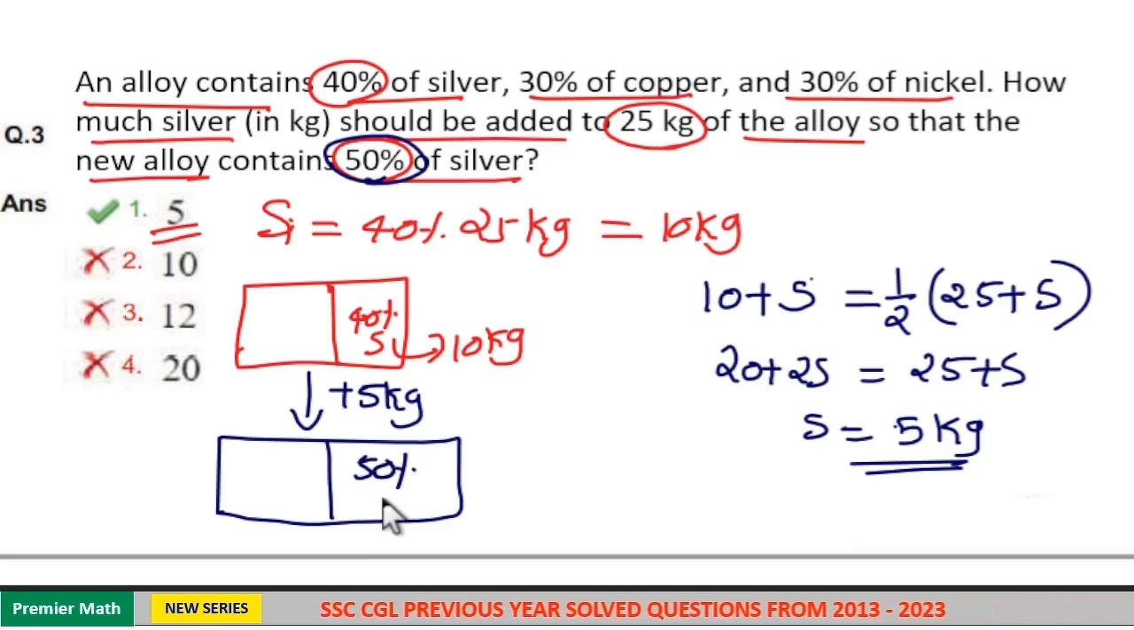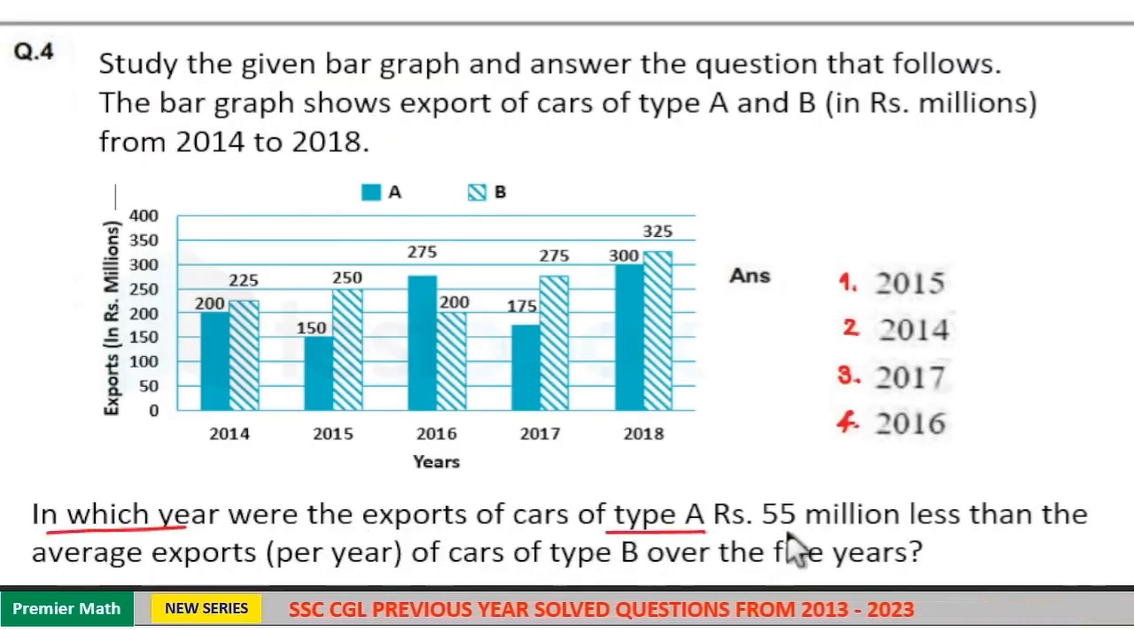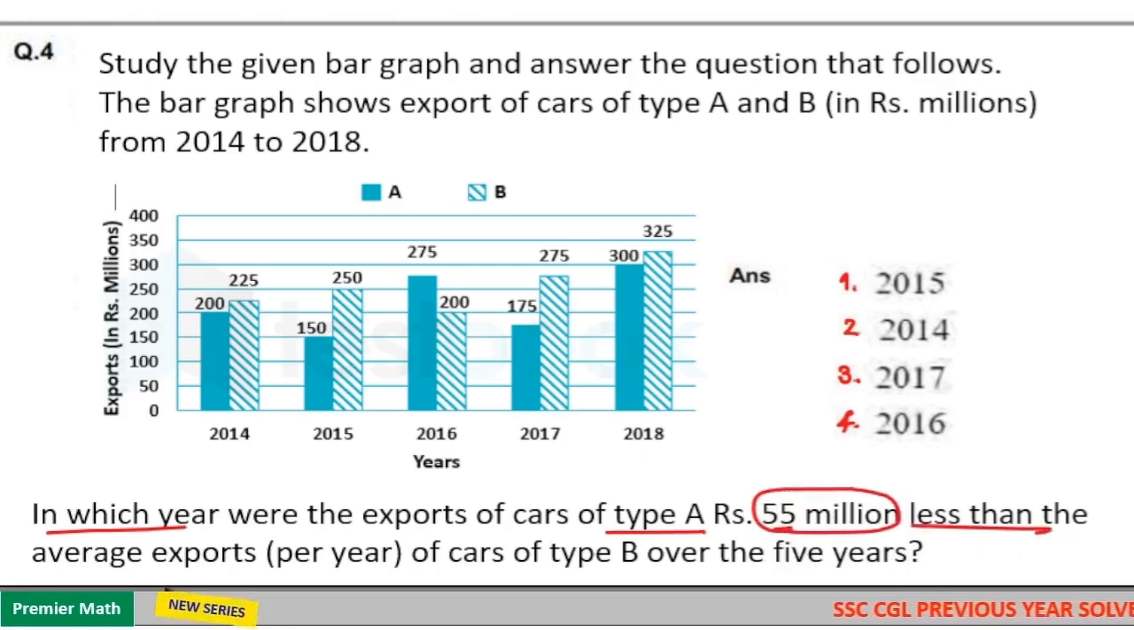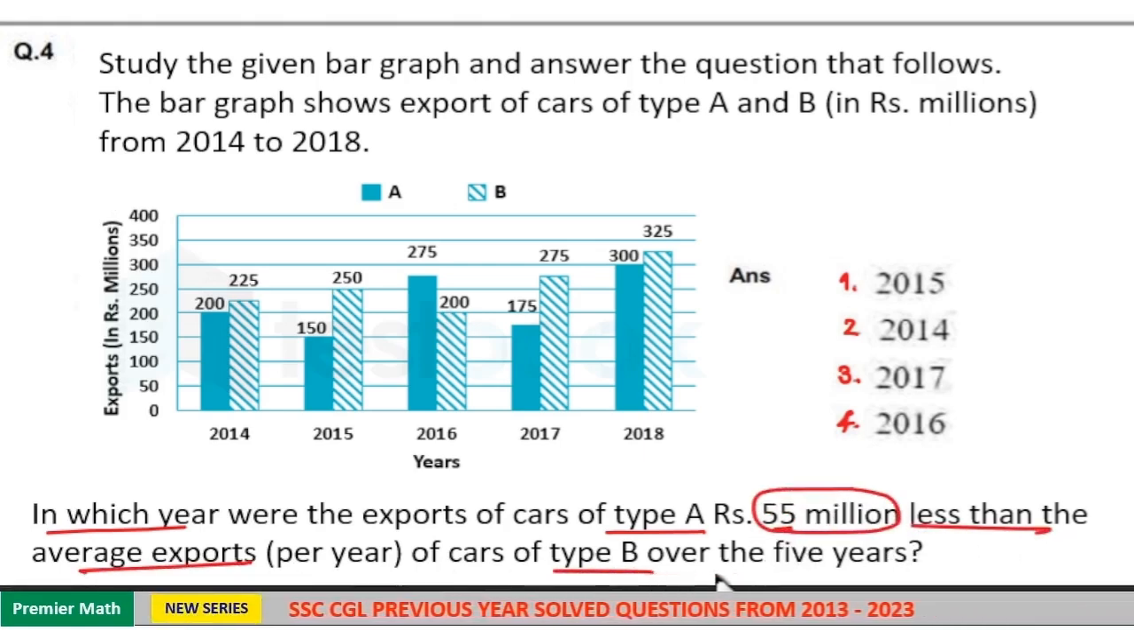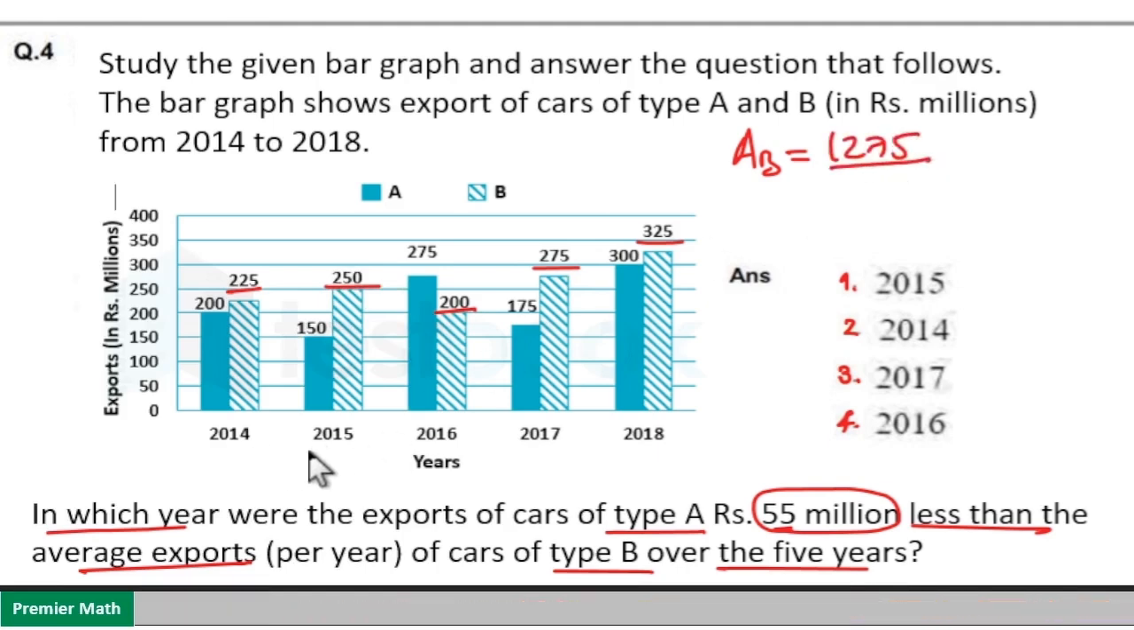Here the question is, in which year were the exports of cars of type A rupees 55 million less than the average exports of cars of type B over the 5 years? So, find the average of car B. Here, the pattern shows car B and the solid color shows car A. So the sum is 225 plus 275 is 500, 500 plus 325 is 825, 825 plus 200 is 1025, 1025 plus 250 is 1275. So this is for 5 years.